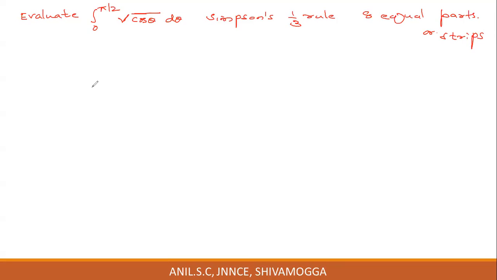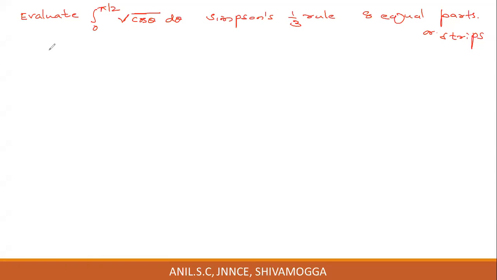With 8 equal parts, n is equal to 8, and 8 is a multiple of 2. Therefore, we can use Simpson's 1/3 rule. If n is a multiple of 3, we can use the 3/8 rule, but here 8 is not a multiple of 3, so we cannot use it. If n is a multiple of 6, we can use Weddle's rule, but 8 is not a multiple of 6, so we cannot use Weddle's rule too. Therefore, only Simpson's 1/3 rule can be applied here.